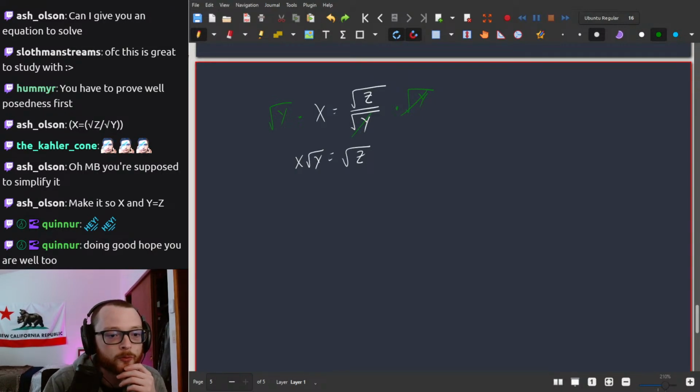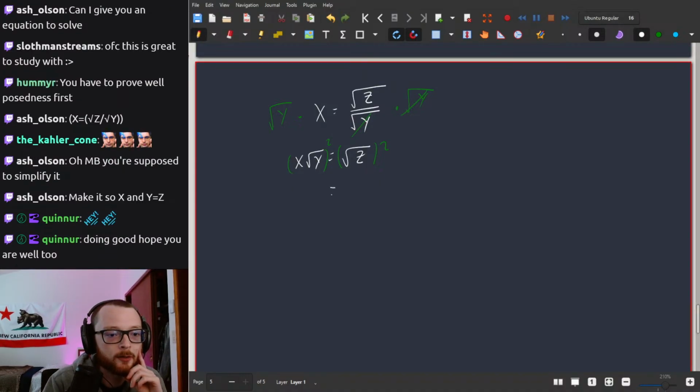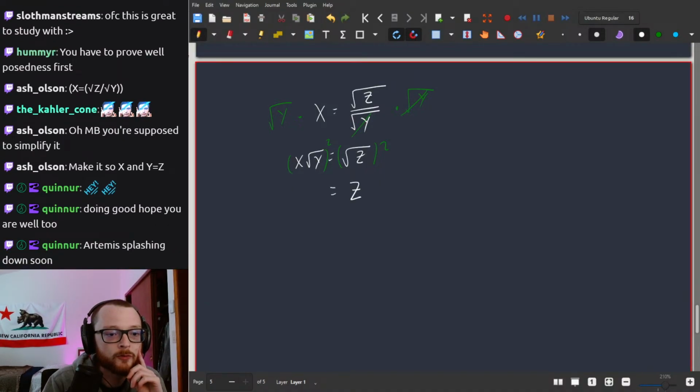And so to do that, the opposite of square root is squaring. So I'm going to square each side. On the right side, we just get z. On the left side, this power of 2 distributes to each of these things. So we get x squared, and then root y becomes just y.